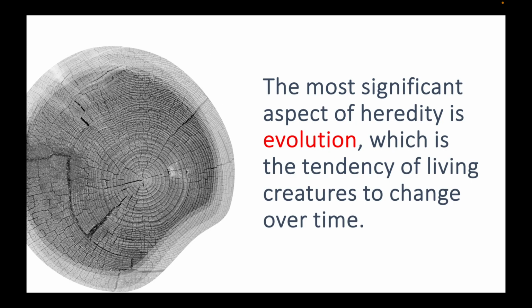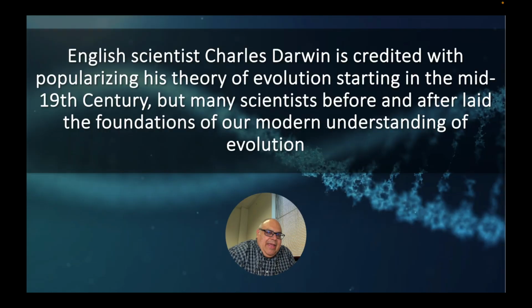The most significant aspect of heredity is evolution, which is the tendency of living creatures to change over time. The Levy chapter 2 that we're discussing in this video goes into much more detail, but I just want to hit some of the high points here. You'll read in the Levy chapter that Charles Darwin was an English scientist who lived in the 19th century, the 1800s, and he is credited with popularizing the idea of evolution. He developed his own theory of evolution that he began to write about in the scientific community starting in about the mid-19th century.